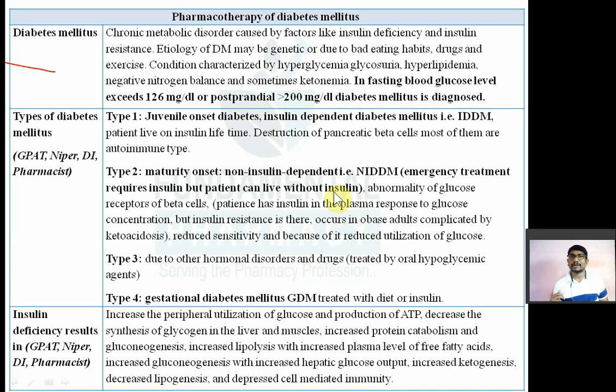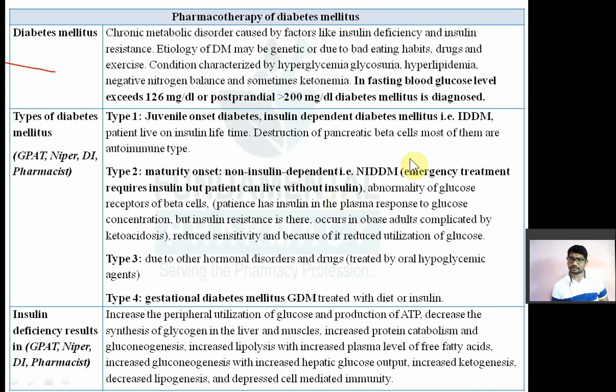Negative nitrogen balance means nitrogen content in the body is decreased. And because of that, ketonuria is also there. Ketonemia means increased ketone bodies in the blood. Ketonuria means presence of ketone bodies in the urine.